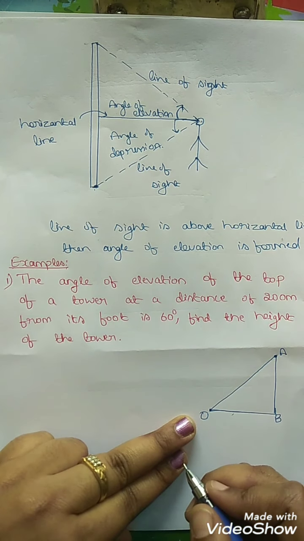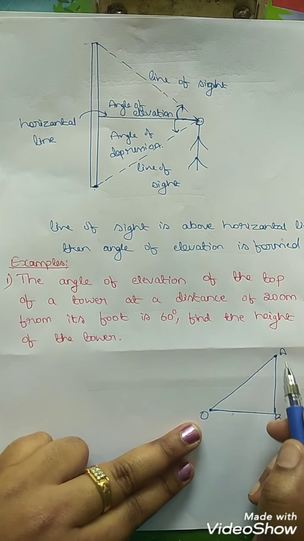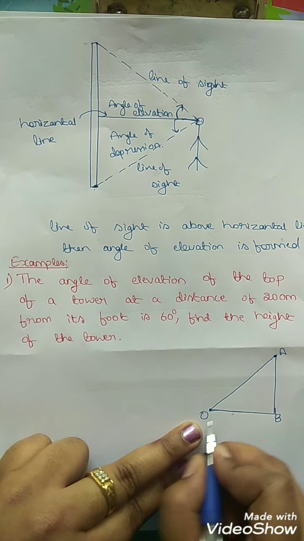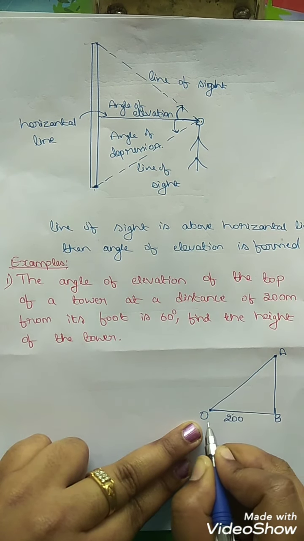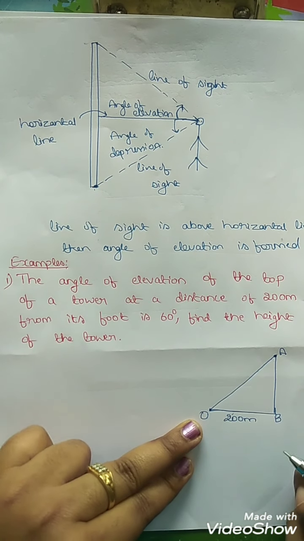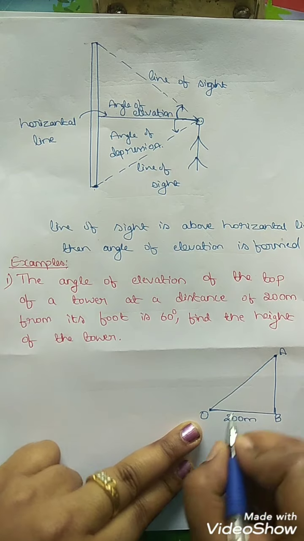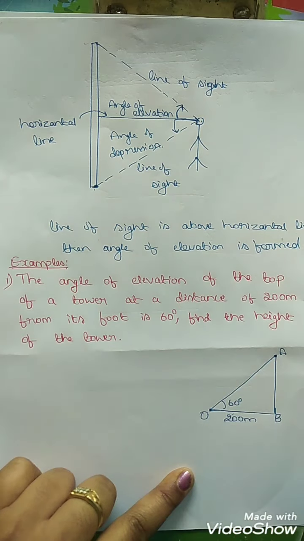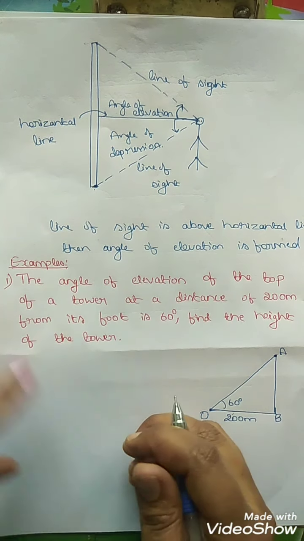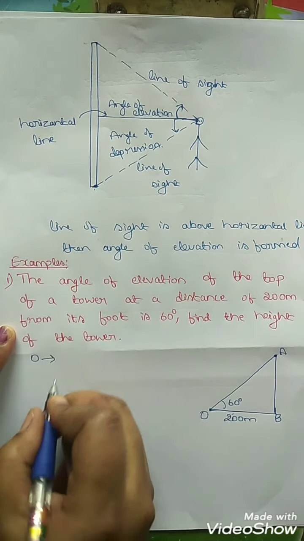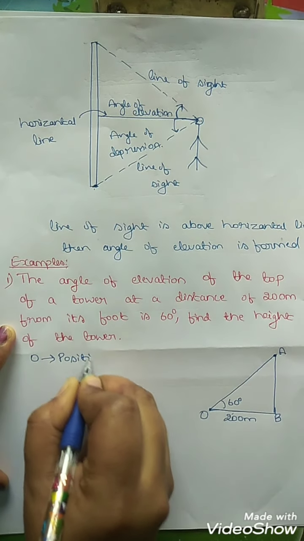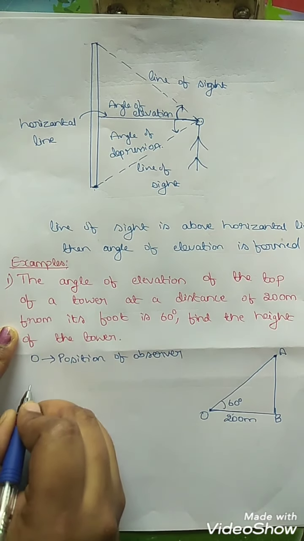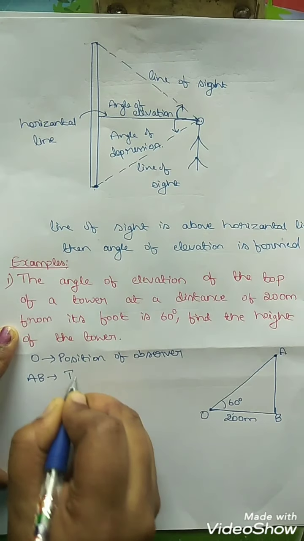Therefore, it is the angle of elevation. The angle of elevation of the top of a tower at a distance of 200 meters means the distance from the observer to the tower is 200 meters, and the angle of elevation is 60 degrees. Here we have to find the height of the tower. We can consider O to be the position of the observer and AB to denote the tower.